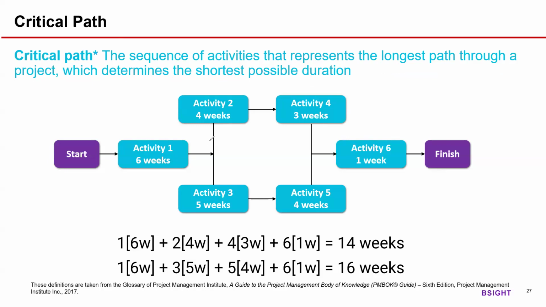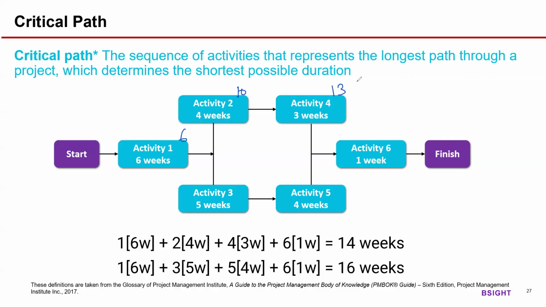Activity 1, 6 weeks. 2, 4 and 3, 5 are in parallel. Then after finishing 4 and 5, you can go for activity 6. So how long will this take to finish? In 6 weeks, they will finish activity 1. Then I can start 2 and 3 at the same time, but we'll follow the path 2 and 4. In another 4 weeks, I'll finish activity 2. So 6 plus 4, in 10 weeks, I'll finish 1 and 2. Then another 3 weeks for activity 4. So in 13 weeks, I'll finish 1, 2, and 4.